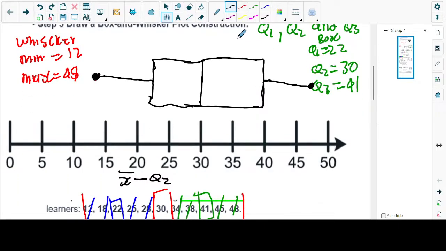Also, you can do it with maths. Like Q2 minus Q1. You want to subtract and check the difference between the numbers. Q2 minus Q1 is 30 minus 22, so the answer is 8, and then the other difference is 11. So you see 11 is greater.